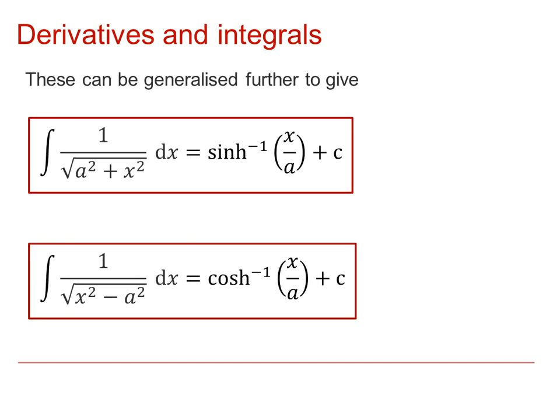We can generalize those a little bit further and show that the integral of 1 over root a squared plus x squared is sinh inverse of x over a, and for 1 over root x squared minus a squared it's cosh inverse of x over a. Notice that these are similar to formulae you would have met for integrals which involve sin inverse and cos inverse, and you should look carefully at the differences between those.